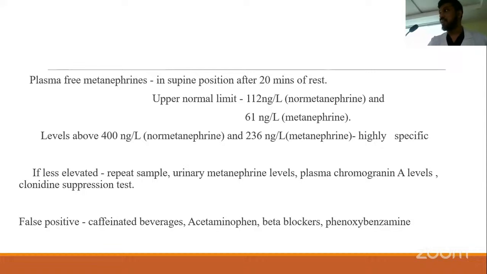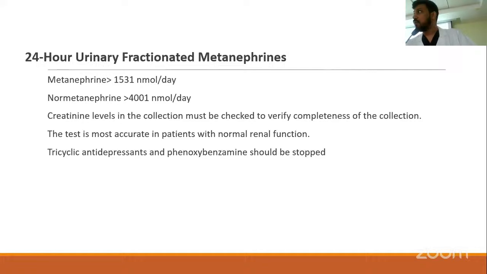If they are less elevated, then repeat the sample with urinary metanephrine levels, plasma chromogranin A level, and clonidine suppression test is done. False positive results are seen in patients taking caffeinated beverages, acetaminophen, beta blockers, and phenoxybenzamine. For 24-hour urinary fractionated metanephrines, values more than 15 and 31 nanomoles per day of metanephrine and more than 400 of normetanephrine is indicative of pheochromocytoma.